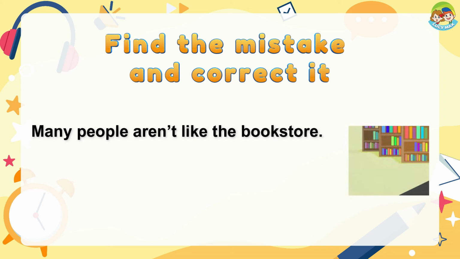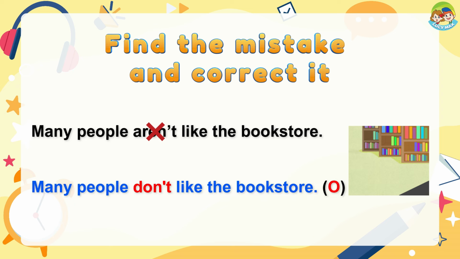Many people aren't like the bookstore. Here we have a verb like, so we use do verbs. The sentence should be, many people don't like the bookstore.